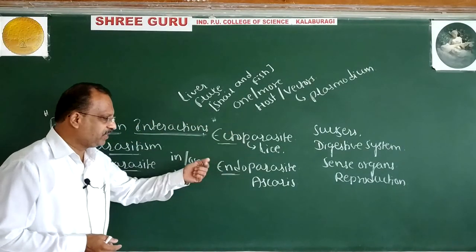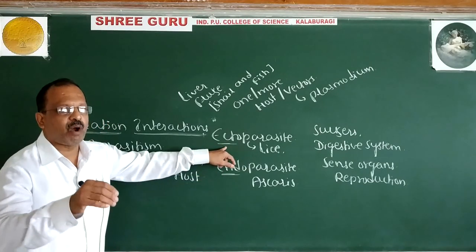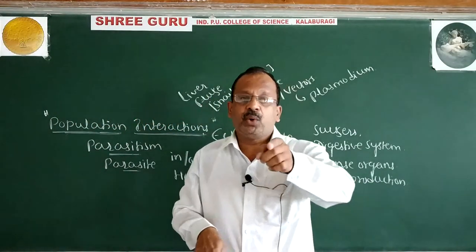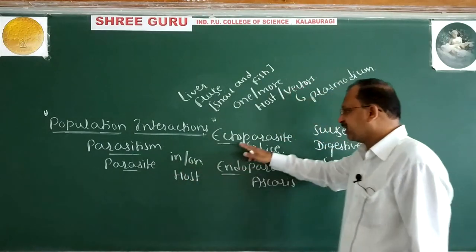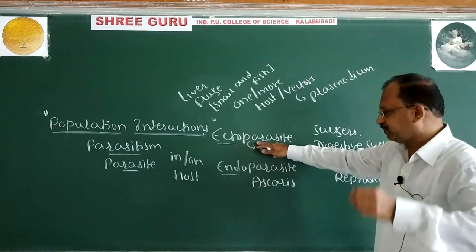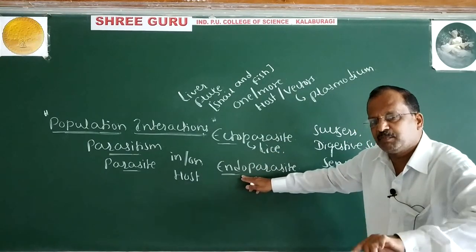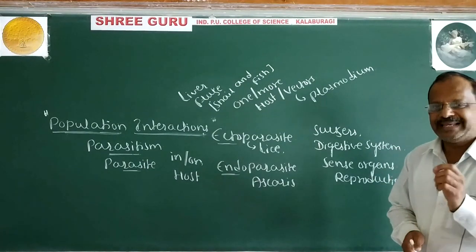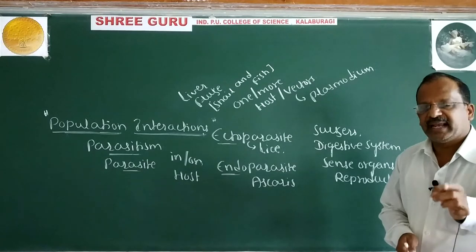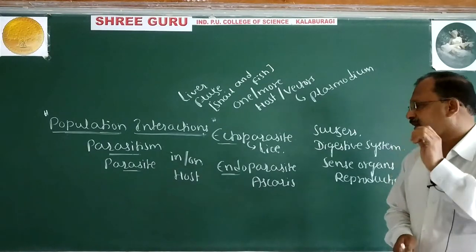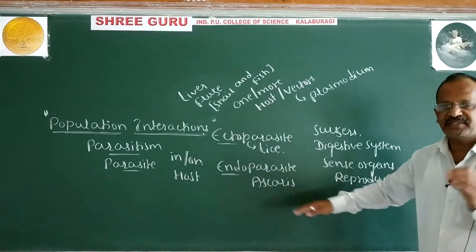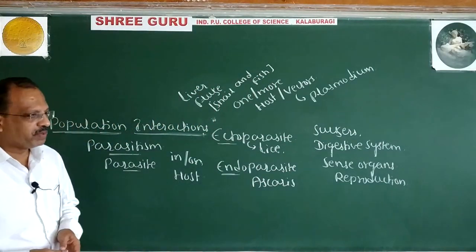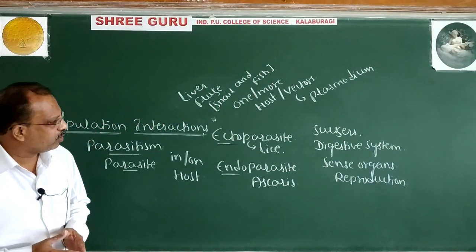Ecto, outside. Endo, inside. Ectoparasites are present outside the body of the host, or they will feed on the outer surface of the host, whereas endoparasites are present inside the body of the host. Examples for ectoparasites are lice, ticks, and cuscuta as an ectoparasite on hedge plants. Endoparasite examples are Ascaris lumbricoides or Ascaris megalocephalus.